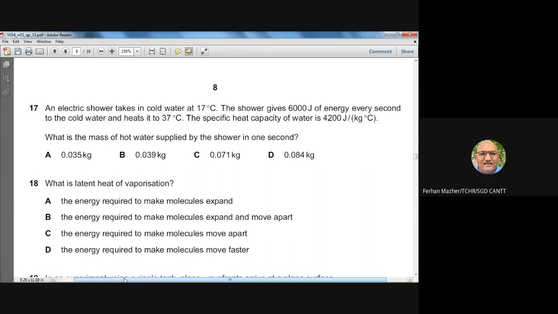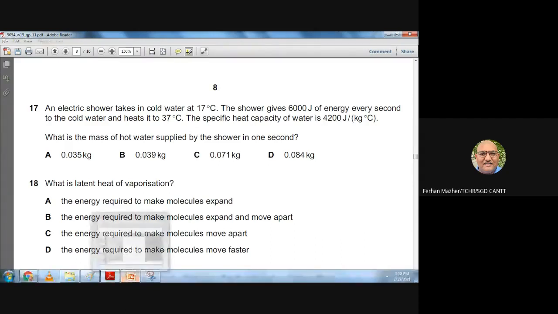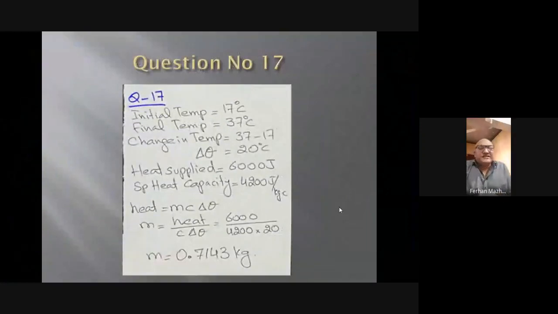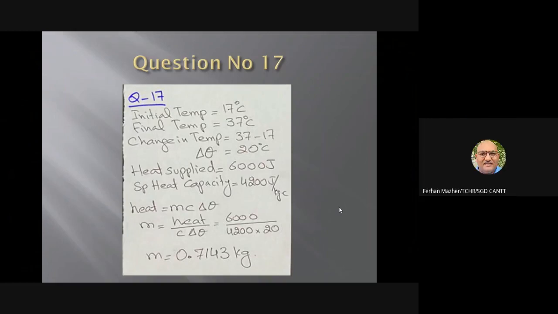Remember this. I've done this on paper, let me show you my work. On your screen, the initial temperature is 17 degrees centigrade. The final temperature is 37 degrees centigrade. The change in temperature will be 37 minus 17, that will be 20 degrees centigrade. The heat supplied is 6000 joules. The specific heat capacity is 4200 joules per kg per degree centigrade.